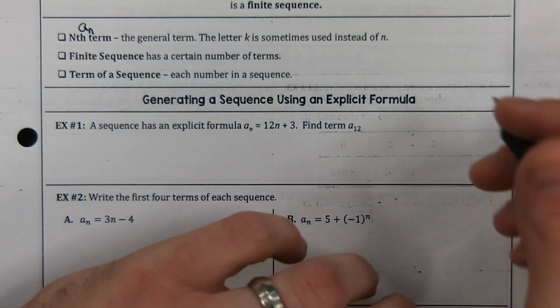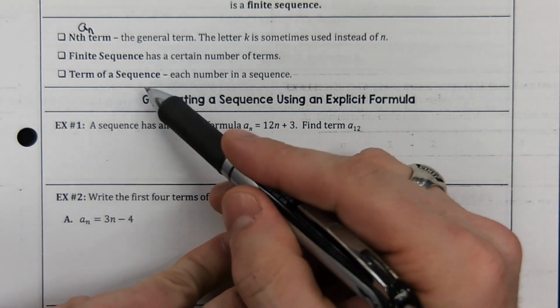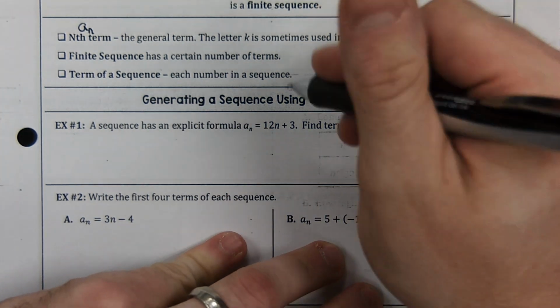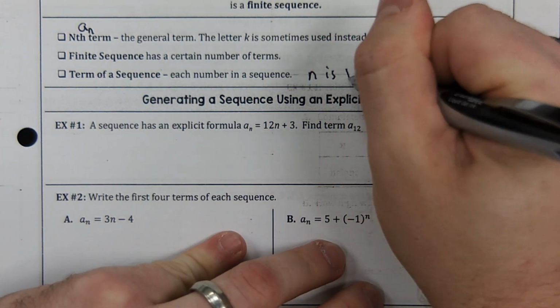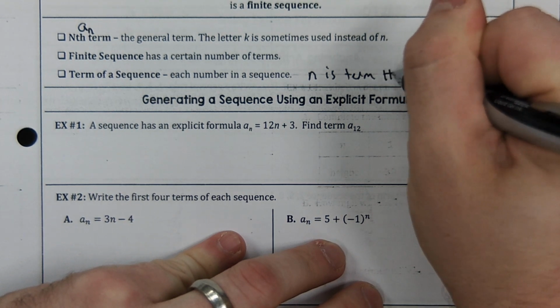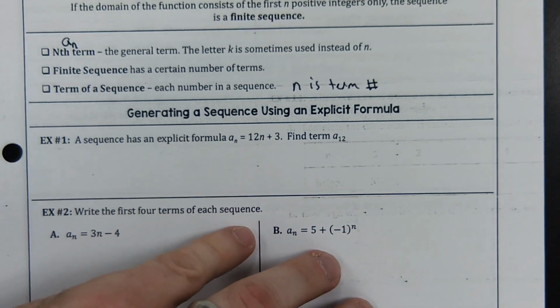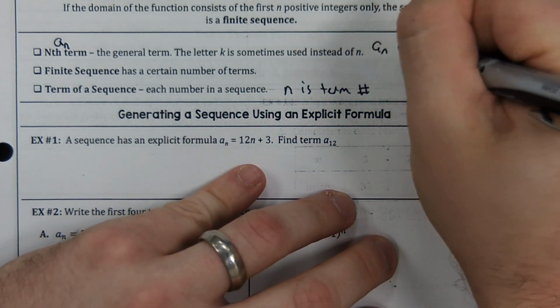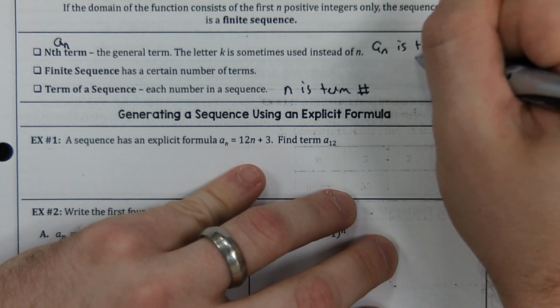You know what? Let's go ahead and write that. See where it says term of a sequence? I'm going to say n is term number, where a sub n is the term value.